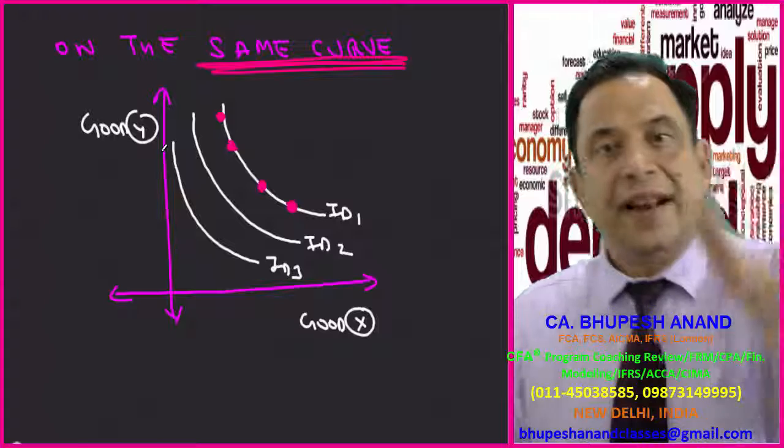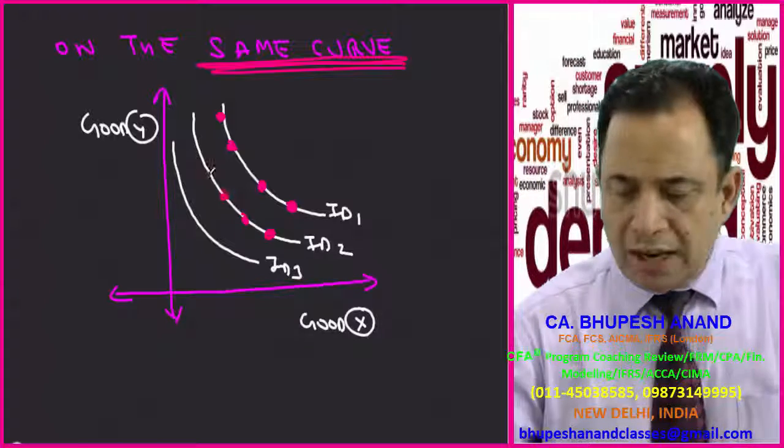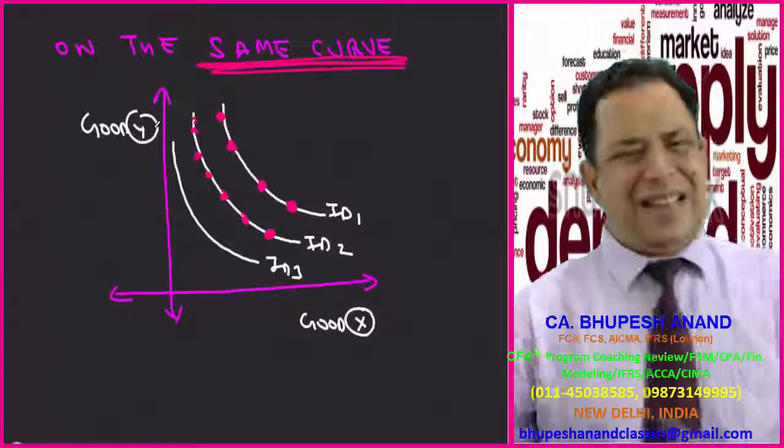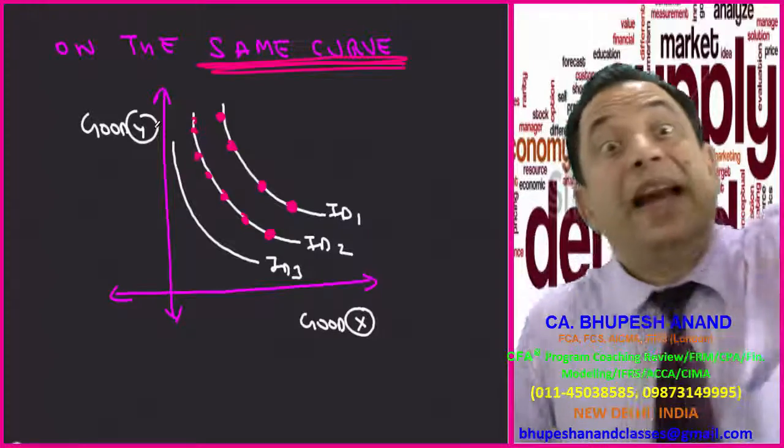You will be indifferent at all the points. Similarly, if you are on indifference curve 2, again if I am plotting 4 or 5 points, it can be any number of points. The point is that on the same indifference curve, you will be indifferent.